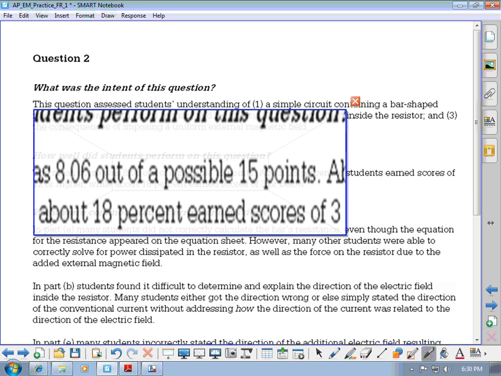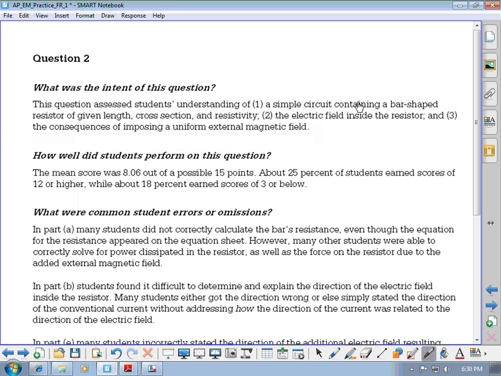That doesn't necessarily mean that it's an easier question. That means that people understood this better, that they found it to be easier. About 25% of students earned scores of 12 or higher, so that's pretty good. A quarter of students got the majority of the credit. And about 18% of students earned scores of 3 or below.